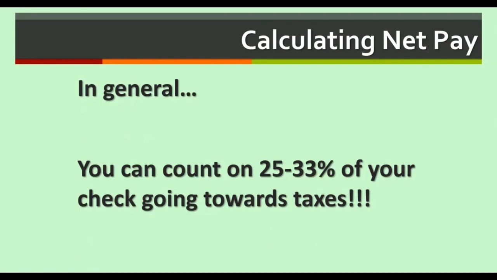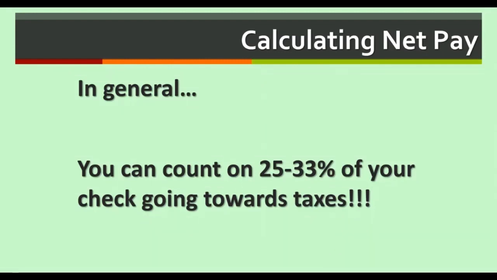In general, you can count on anywhere between 1/4 to 1/3 of your check going toward taxes. So roughly somewhere between 25 and 33% in most cases is going to go toward taxes. So if I have $4,000 gross earnings, I can expect at least 1,000, maybe 1,300 going toward taxes, roughly.